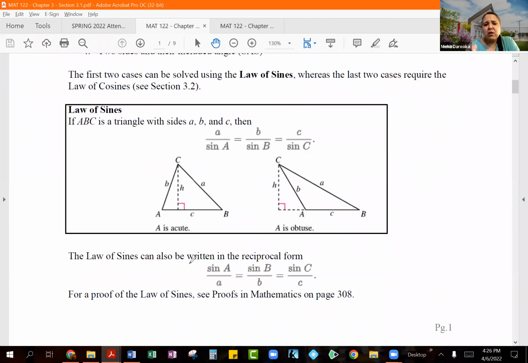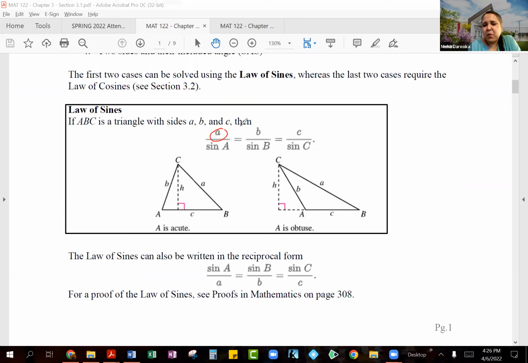So your law of sines, again: you have a triangle ABC with sides a, b, and c. The law of sines is side a divided by sine of angle A, equal to side b divided by sine of angle B, equal to side c divided by sine of angle C. Remember, the small letters represent the sides and the capital letters represent the angles. That's why they have the sine function on them.